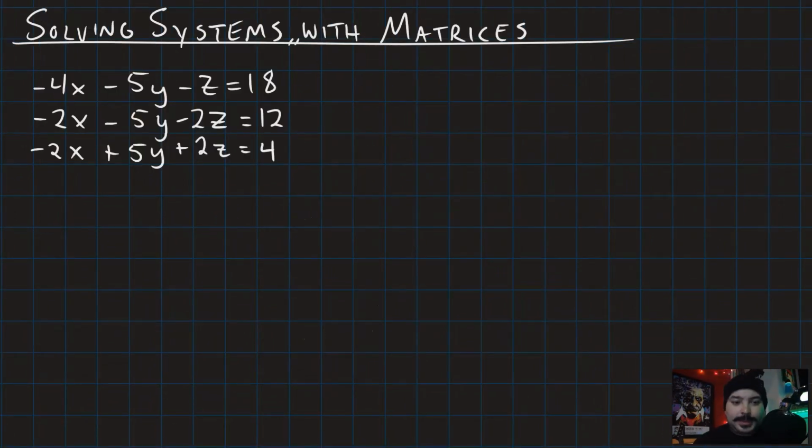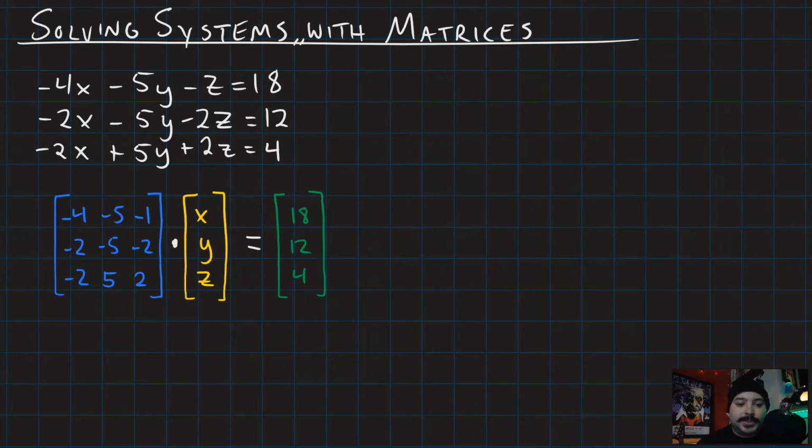You can make a matrix equation to model a system of equations of any size. In this case, we have a system of 3 equations with 3 variables. So we can turn it into this matrix equation. As you can see, since this is a 3 by 3 system, we end up with a 3 by 3 matrix times a 3 by 1 matrix equals another 3 by 1 matrix.